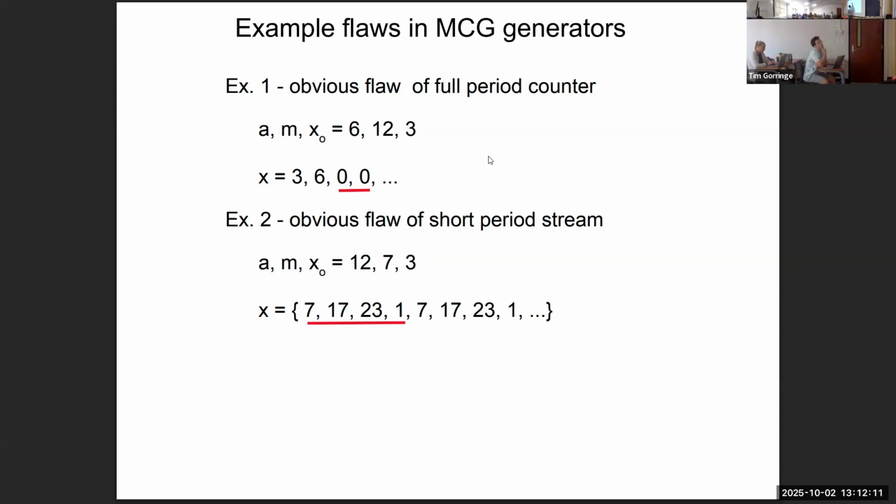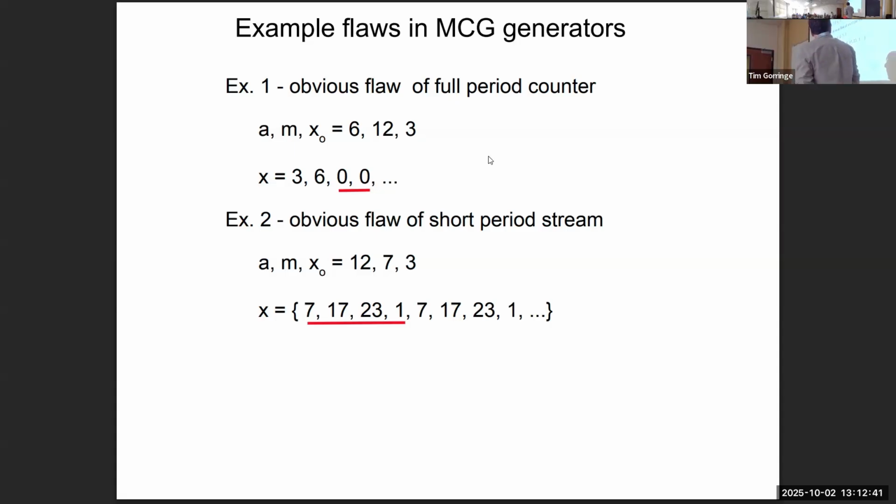I started with 3. Eventually, it's going to become a multiple of 12, basically. So we go 3, 6 times 3 is 18, which is 6. Then 6 times 6 is 36, which is 0. And then you're trapped in 0 forever, because once you get 0 for your random number, you can't get out of that in a multiplicative kind of sequence.